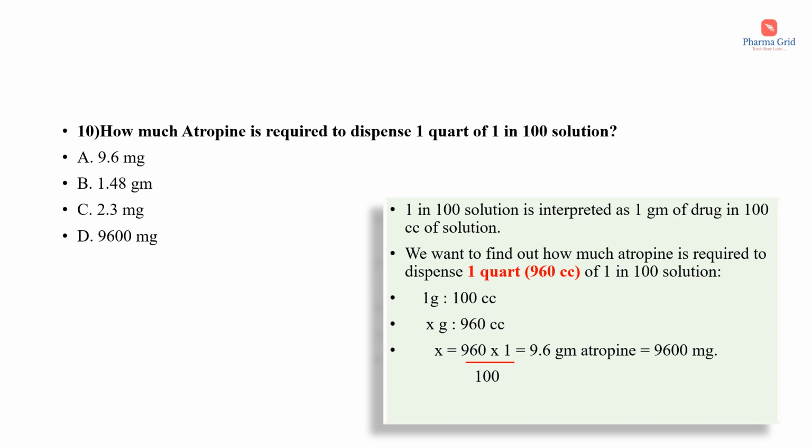Therefore X is equal to, by simply cross multiplying, 960 cc into 1 gram divided by 100 cc. That is equal to 9.6 gram atropine. Converting it into milligram by multiplying by 1000, we will get 9600 milligram. Here the correct answer is option D, that is 9600 milligram.